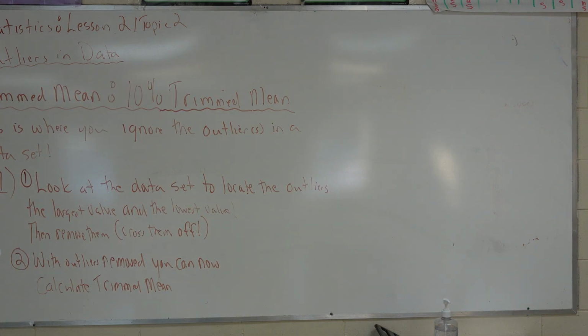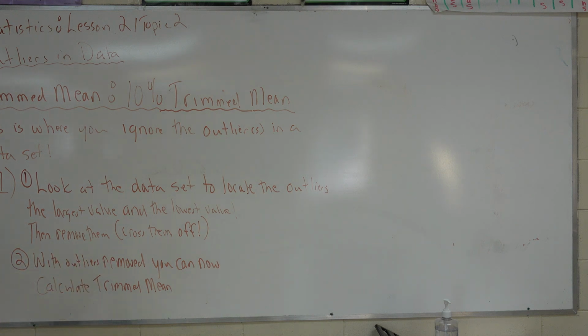So now we're going to work on an example that involves trimmed mean. A trimmed mean is also known as the 10% trimmed mean. This is where you ignore the outlier or outliers in a data set. If you have an extremely high valued number in the data set, that's most likely going to be the upper level data that's removed. If you have an extremely low data value, that will also get removed. So a trimmed mean is where you take the highest value and the lowest value and omit them, which means you remove them from the data.